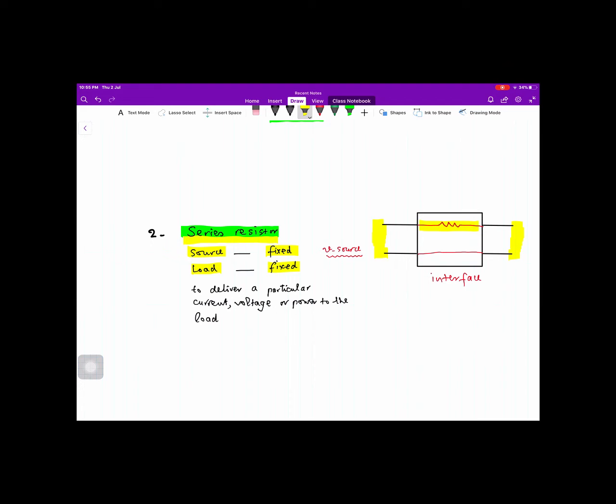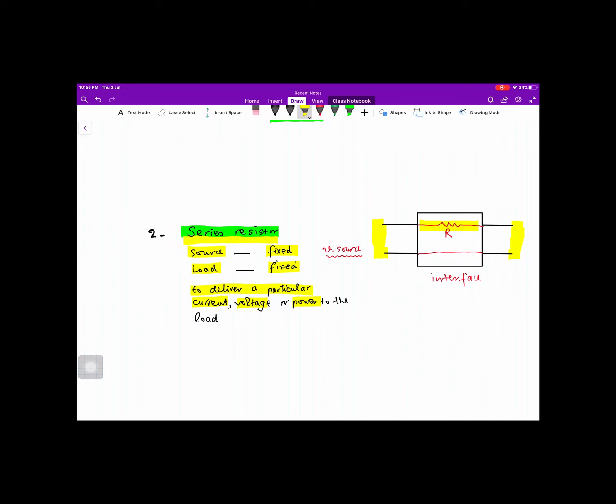What do we do here? We design the interface, meaning we want to find a value of resistor such that power is delivered from a fixed source to the fixed load in order to meet specific current, voltage and power conditions.